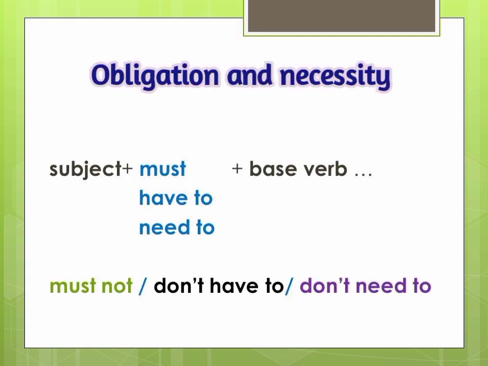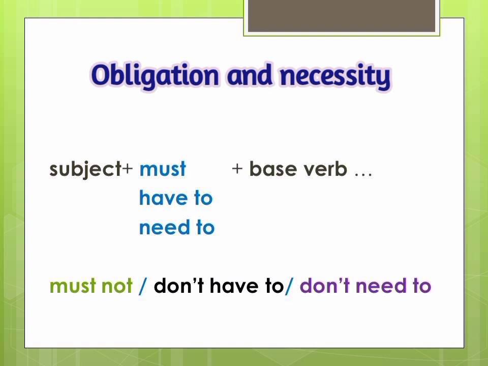So, continuing with modals that we use for obligation and necessity: must, need to, have to. Sometimes we use has to, it depends on the subject. But must is the strongest for obligation and necessity, and we use it for obligation and law. Subject plus must plus base verb. Subject plus have to plus base verb. Subject plus need to plus base verb.